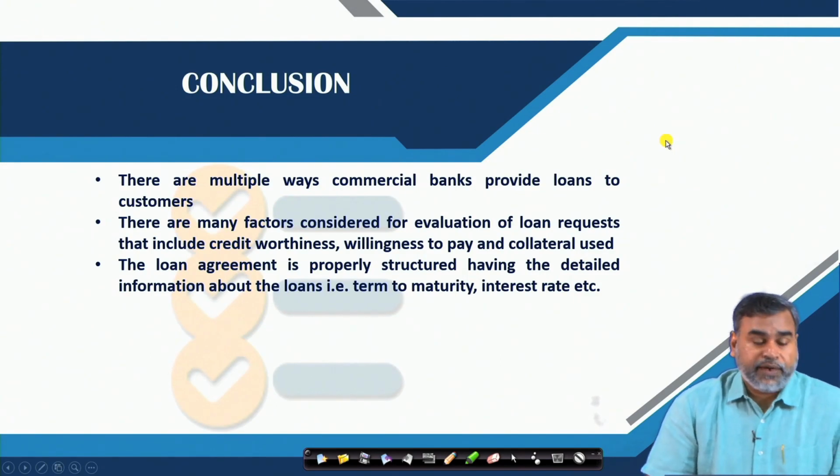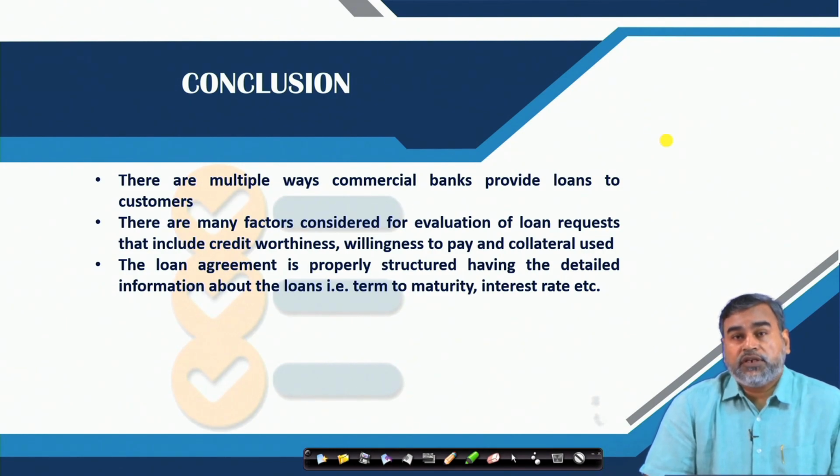So, in conclusion, there are multiple ways the commercial banks provide loans to customers. There are many factors considered for evaluation of loan requests, which include creditworthiness, willingness to pay, collaterals used, etc. The loan agreement is properly structured, having detailed information about the loan, that is, term to maturity, interest rates, collateral used and all these things. These are the basic ways through which loans are disbursed, and the commercial banks are able to generate profit or return out of this.